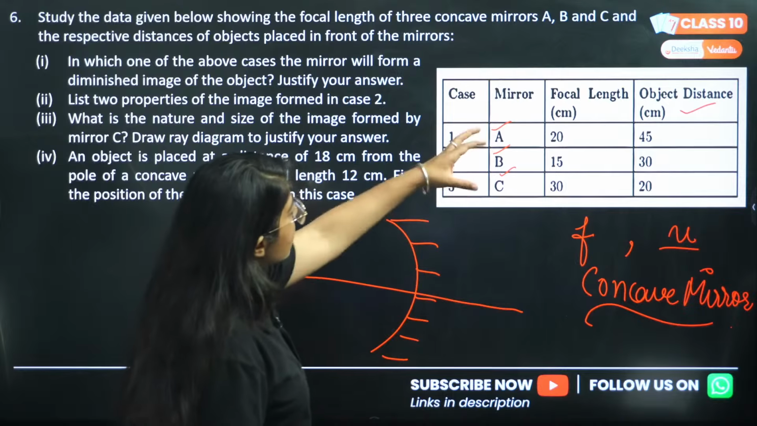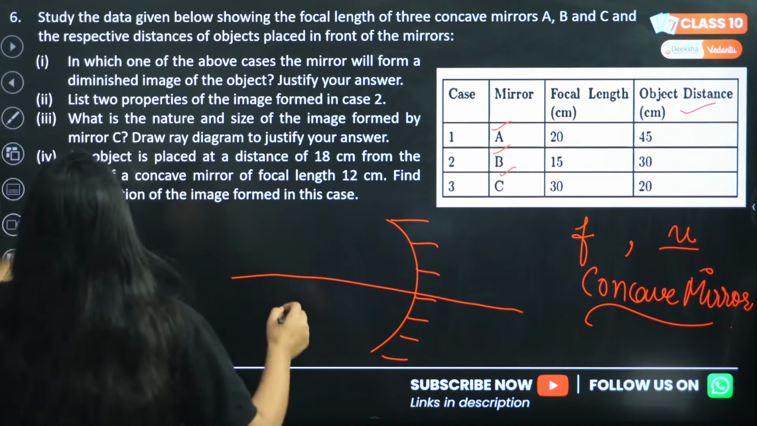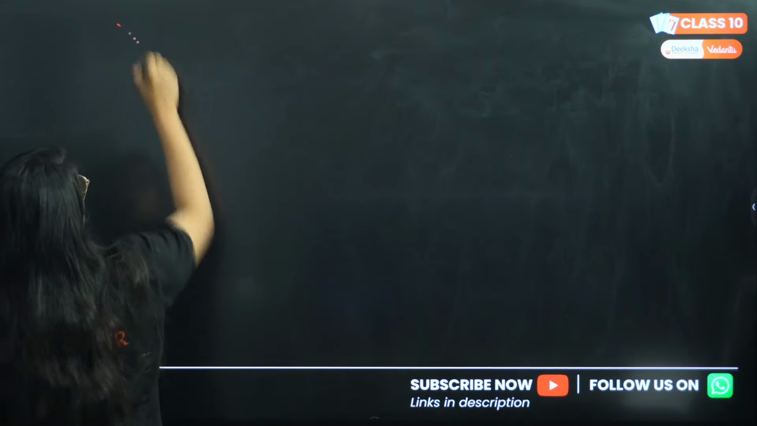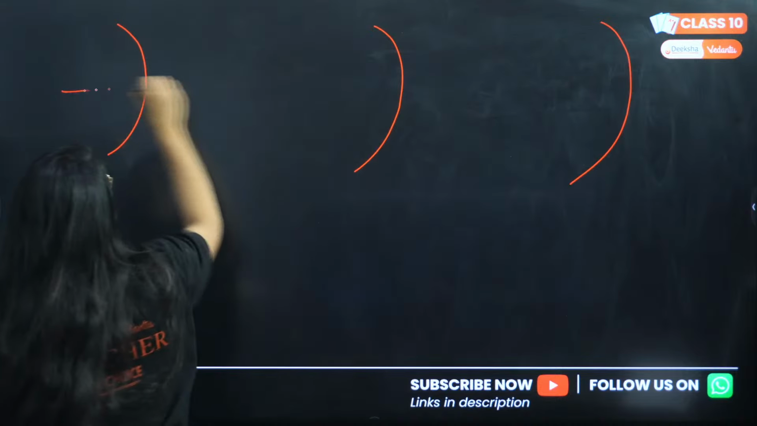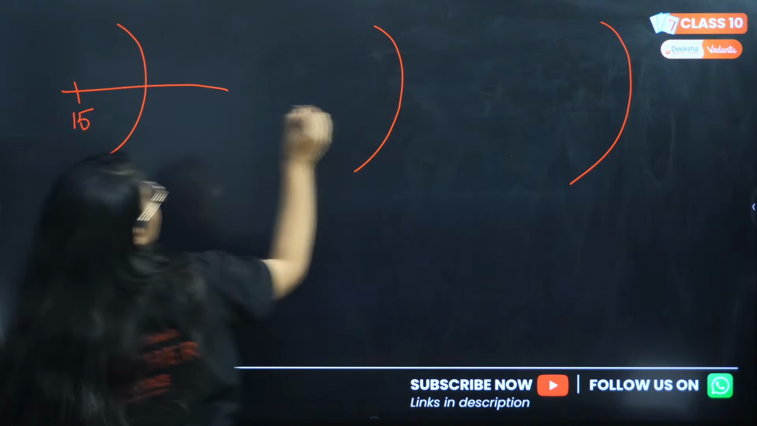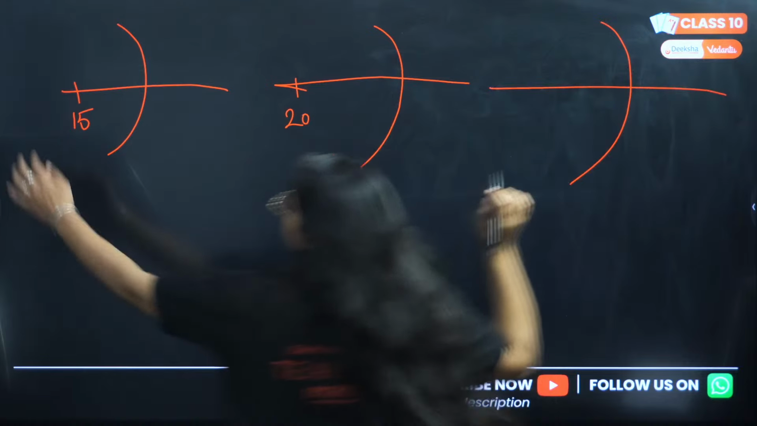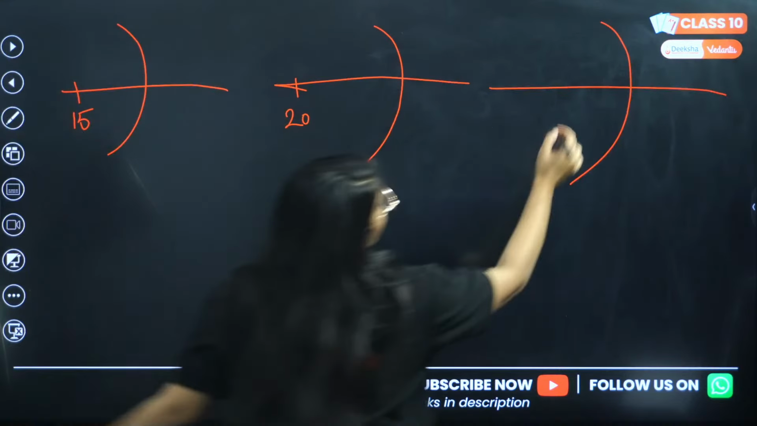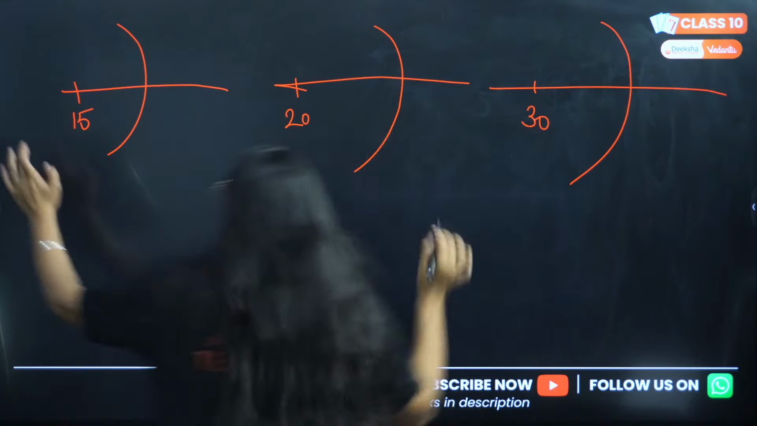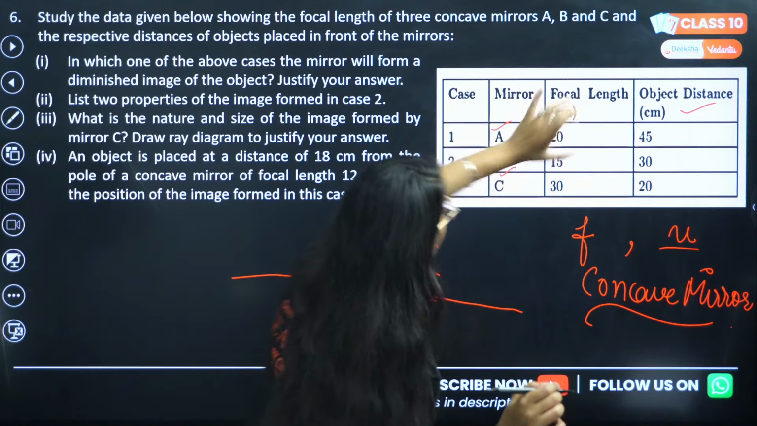In the first case the focal lengths are 20, 15 and 30. Let's draw three mirrors: first, second and third. The focal length is 15 here, 20 here, and the focal length was 30. Now they have given the position of the object. So the position of the object is 45, 30, 20.